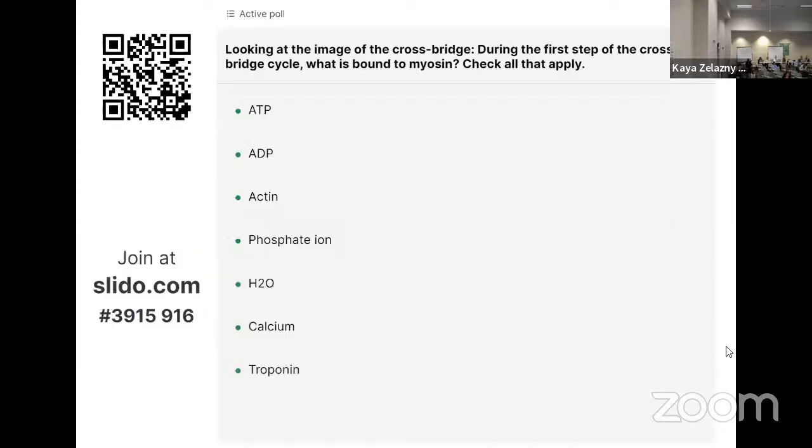Okay. So I want you to take a look right now at the image of the cross-bridge cycle that you'll have on the next slide. So the big circle thing. I want you to identify, find that first step of the cross-bridge cycle, and I want you to find what we have bound to myosin at that first step. So what is our starting point for this cross-bridge cycle?